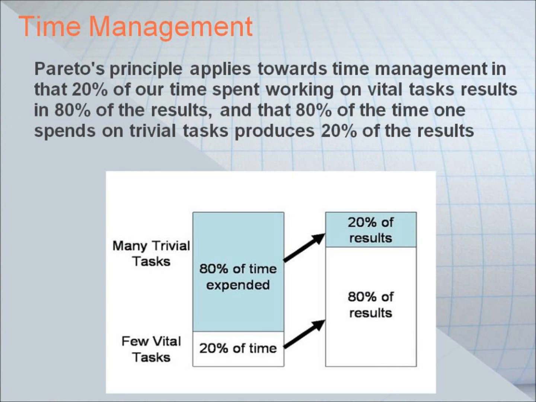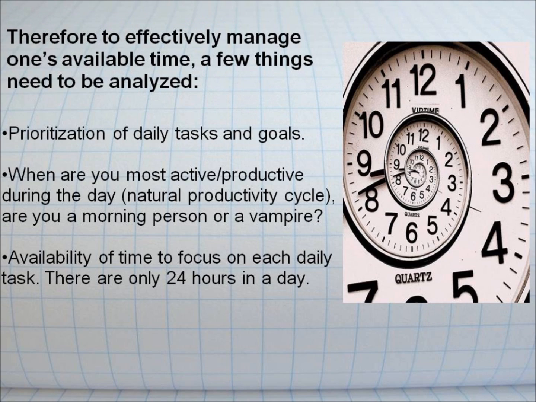Pareto's principle applies toward time management in that 20% of one's time spent working on vital tasks results in 80% of the results, and that 80% of the time one spends on trivial tasks produces 20% of the results. Therefore, to effectively manage one's available time, a few things need to be analyzed. First, prioritizing of daily tasks. What is important and what is superfluous?